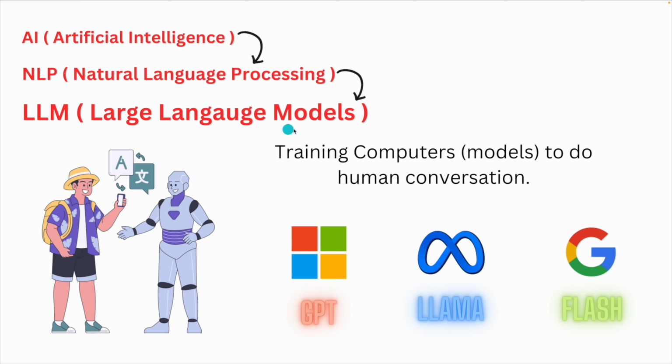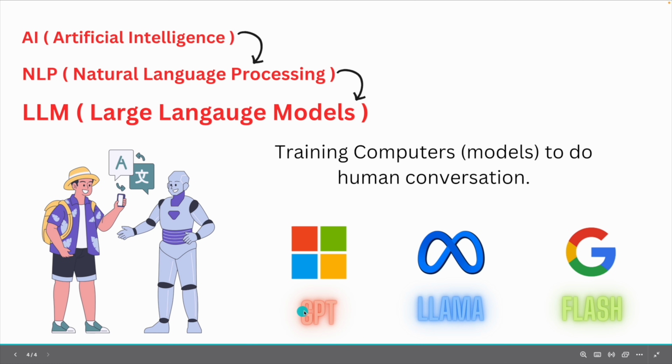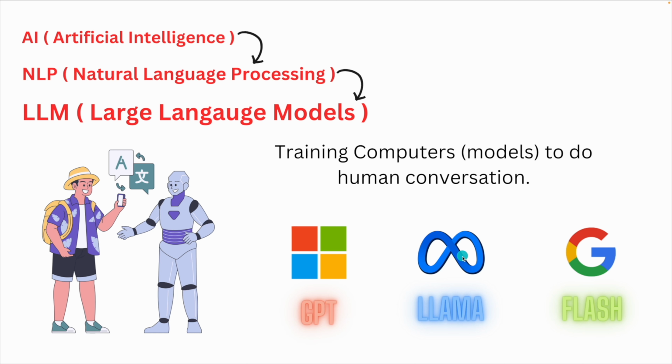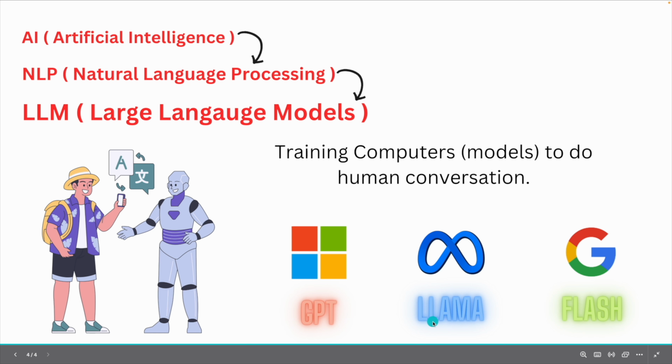So a large language model basically helps us to train computers, or you can say models, to do human conversation. So this GPT has been built by Microsoft. Okay, GPT is nothing but a model which is created so that it can do human conversation. Similarly, Meta, the Facebook parent company, has created their own model known as Llama, that can also help to do human conversation.